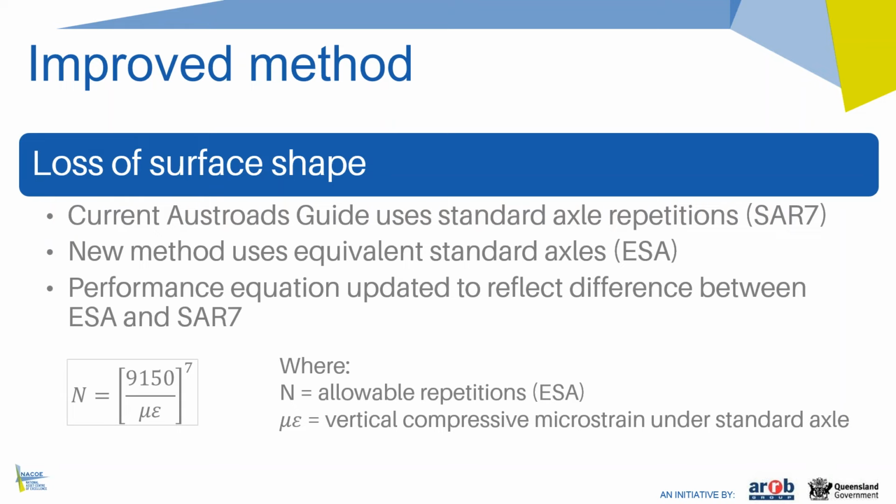So the performance relationship for subgrade deformation needs a slight adjustment to account for that difference between SAR 7 and ESAs. Pavement designers out there would know that the current relationship is N, which is the allowable repetitions, equals 9,300 divided by the microstrain to the 7th power, but that gives us N in units of SAR 7. Because now we're using ESAs as the unit, there's been a slight adjustment just to the number in that equation to 9,150, and that just accounts for the difference between ESAs and SAR 7.